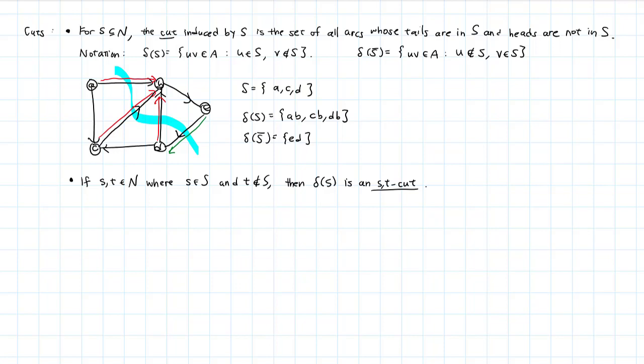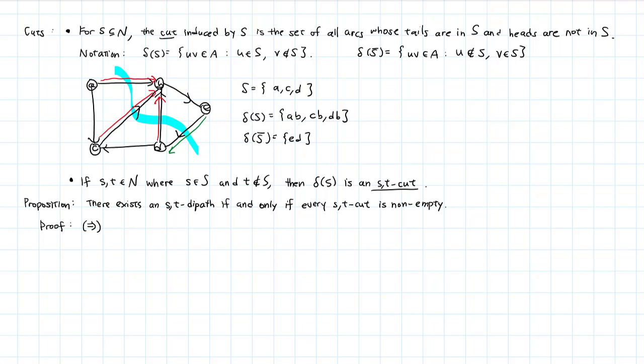Similar to graphs, there is a close relation between paths and cuts. In this case, we have this proposition. There exists an st dipath if and only if every st cut is non-empty. We will write the full proof here to get you used to the idea of proofs in digraphs. We begin with the forward direction of the proof. We assume that there is an st dipath, so let v1 to vk be this dipath, and let delta of S be any st cut. The goal is to show that there is some arc in delta of S.